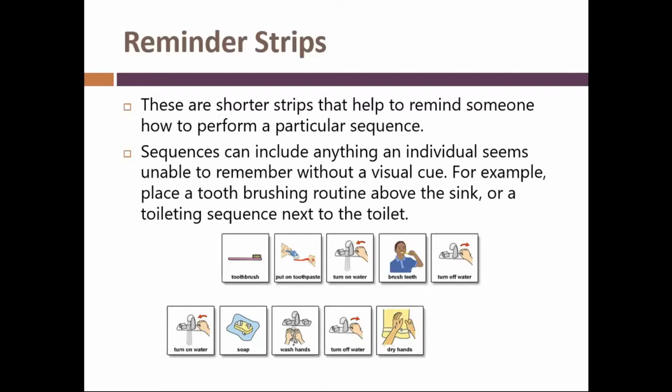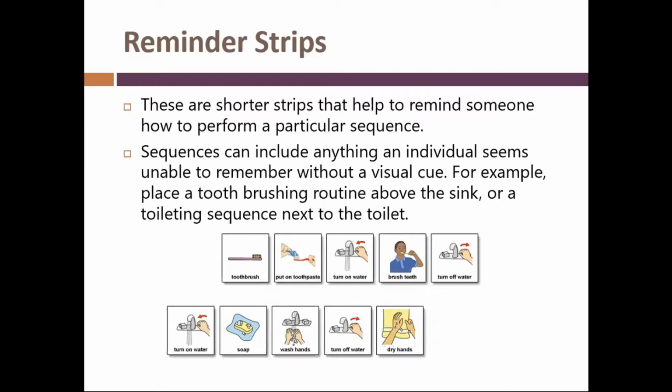So they're shorter strips, usually horizontal, that help you remind someone to do things in a particular sequence. So they can be anything the individual seems unable to remember without a visual cue, or just doesn't feel like remembering. I have to say, it's not always unable. So many times I'm in the hallway going, did you wash your hands? I didn't hear the sink go on. So maybe not unable to, but just deciding to take a shortcut. So anyway, it's a good cue.